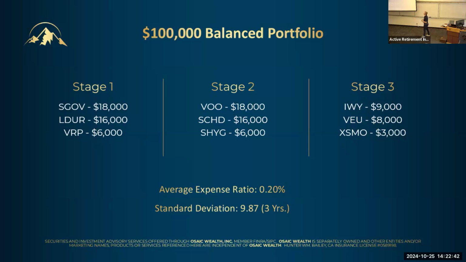And then XSMO, which is passively managed, but it's a little active because they use factors that are kind of proprietary in there. It's the momentum factor, whatever that means. I don't know. It's up for them to tell you. But then this landed us at around a 0.20% average expense ratio, standard deviation a little under 10%.